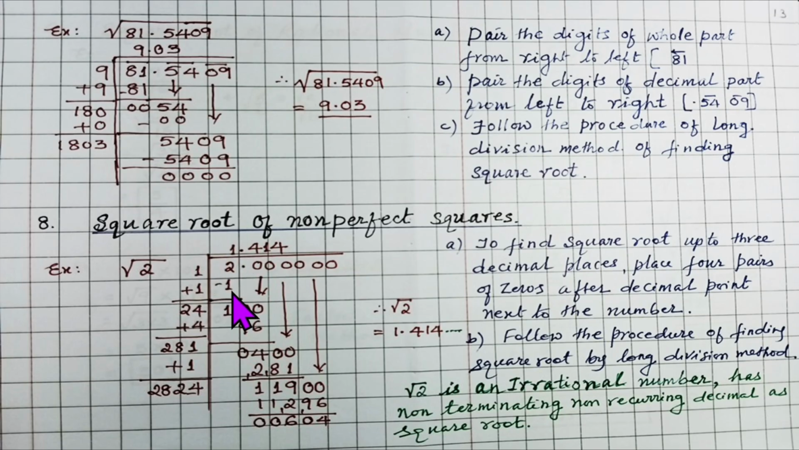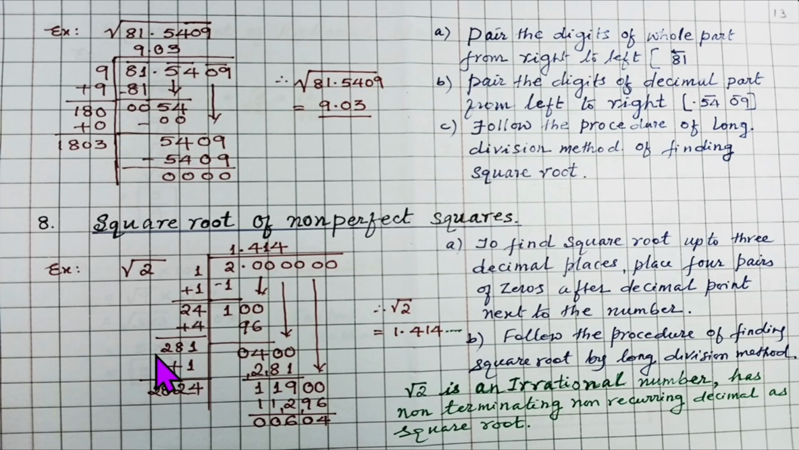So 1 into 1 is 1, which is less than 2. 2 minus 1 is 1, 1 plus 1 is 2. Bring one pair of zeros down, we get 100. Leaving the one digit I have left here, choose a digit so that when I multiply 24 by that digit I get a number less than or equal to 100. So 24 into 4 is 96, which is less than 100. Subtracting, 10 minus 6 is 4, 10 minus 9 is 10 minus 10, that means 0 it is.